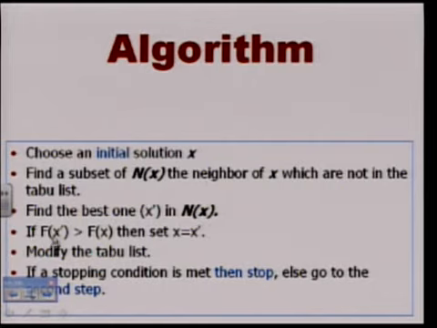Of course, if the best one in the neighborhood is better than X, then what? We move to that place. And then what? Modify our taboo list. And then do what? Explore another neighborhood. Okay? And of course, we keep doing this until when? When will you stop?